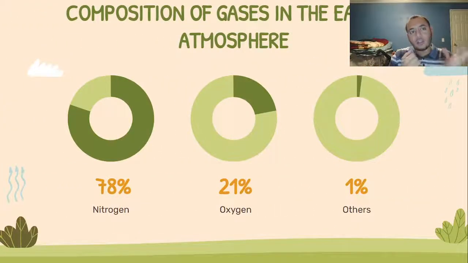So this diagram is just a picture. It shows you the major gases in the Earth's atmosphere. You've got nitrogen, oxygen. The other stands for carbon dioxide and other gases as well.